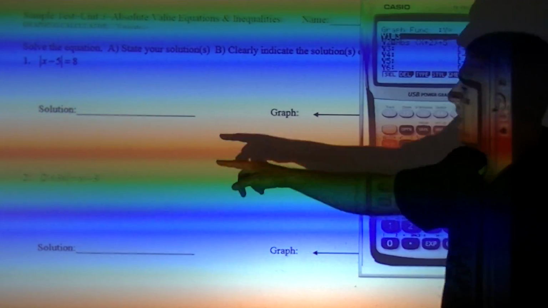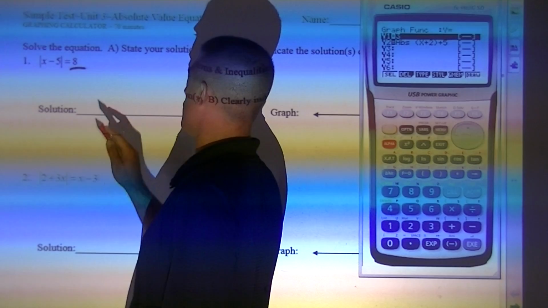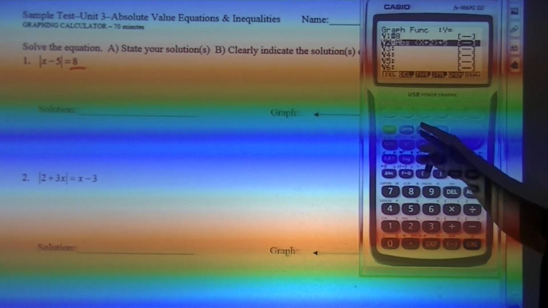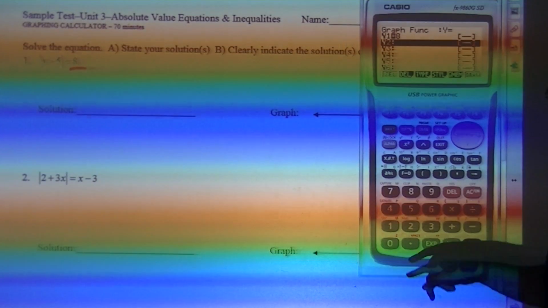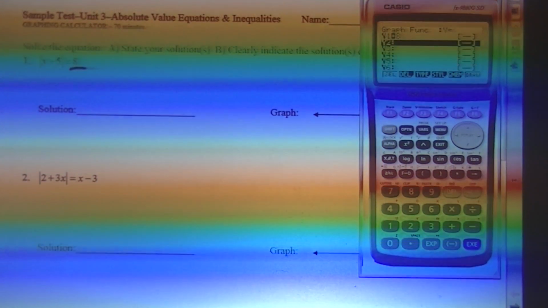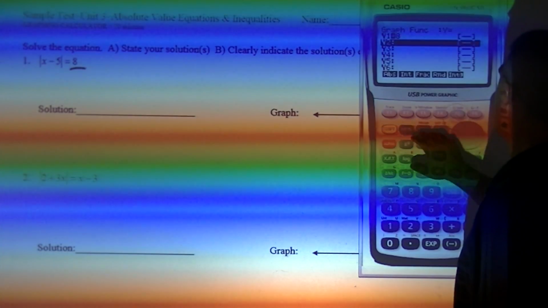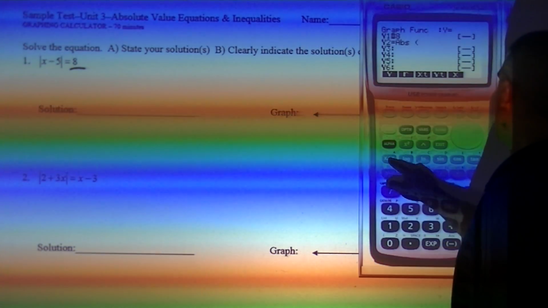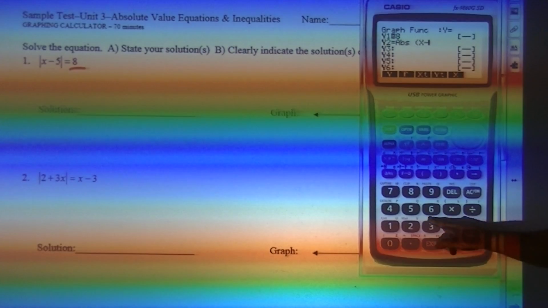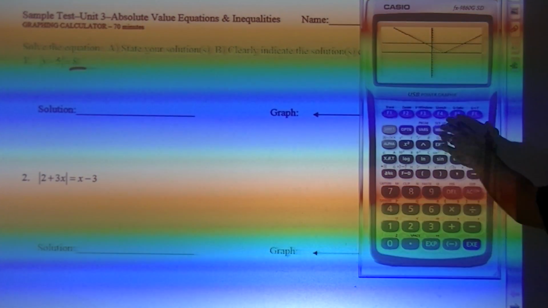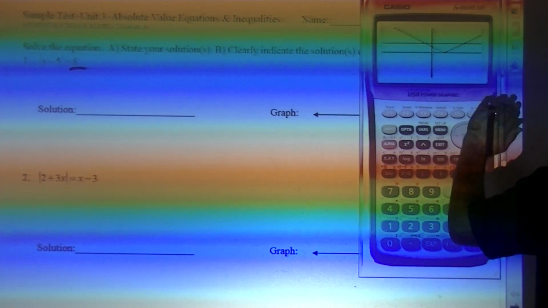In the top line, I want to graph the right side first. So I'm going to graph 8, and then on this side I want to graph absolute value of x minus 5. To do that, I go to Option, Num, ABS, and put parentheses around x minus 5, execute, draw. And what I want to do is find the intersections.